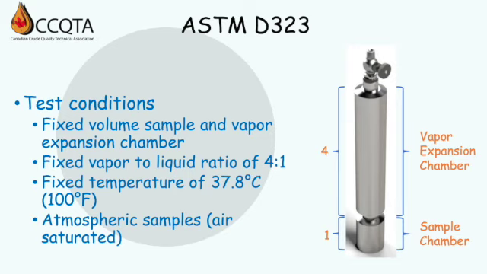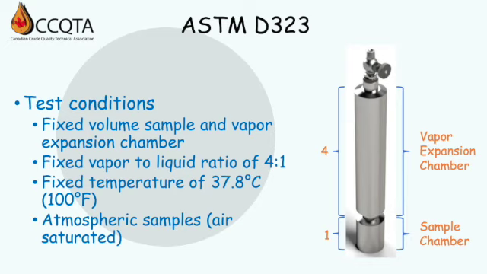The most significant drawback to this method is that it is intended for atmospheric samples that would be air saturated under normal conditions, such as gasoline in a fuel tank. The 4:1 VL ratio was designed to minimize the impact of air saturation on the vapor pressure measurement. This method has several procedural steps that involve contact with the atmosphere to ensure the sample is air saturated.